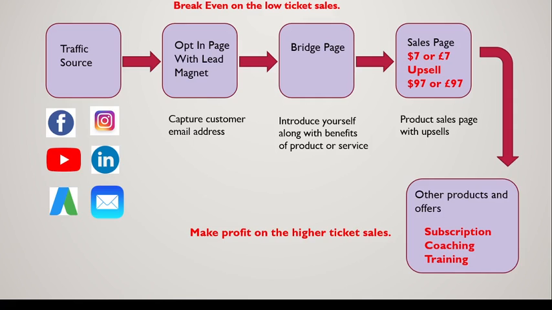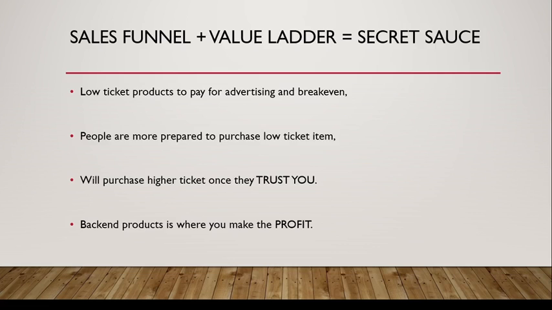So you build trust at the bottom end of the value ladder. You give them value. They increase their trust in you, and then you can increase the value and increase the product range. So a sales funnel and a value ladder is the secret sauce. Combining a sales funnel and a value ladder is the secret sauce to marketing, more specifically affiliate marketing. But this works in any type of business. The low ticket product pays for advertising and you break even.